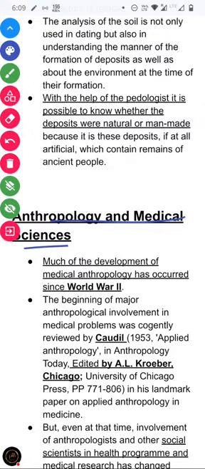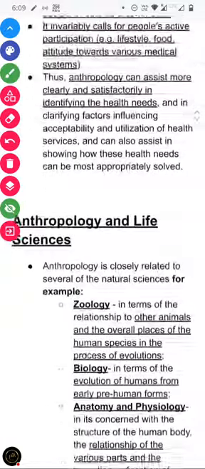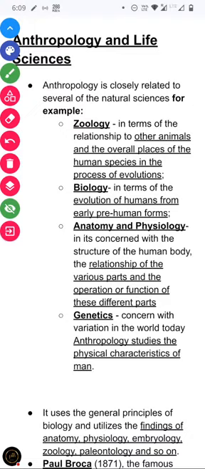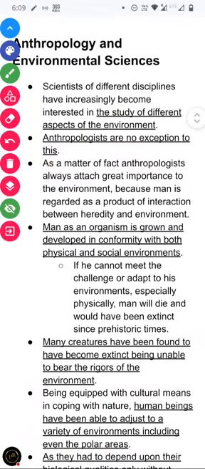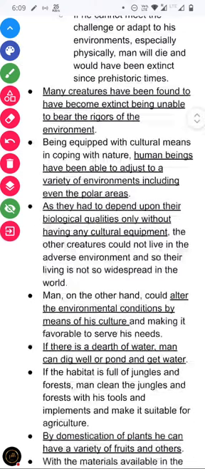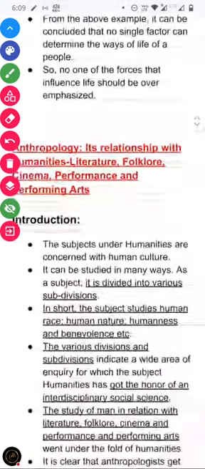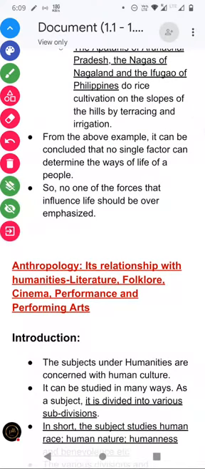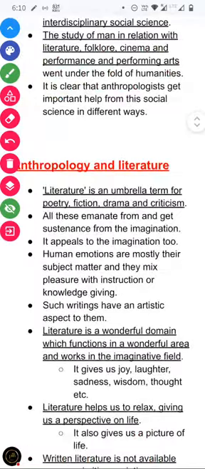You can see here anthropology and medical sciences. Here more emphasis is on the relationship between anthropology and other sciences. You can see anthropology and the environmental sciences, and how environmental science differs from anthropology. So remember this. And anthropology and its relationship with humanities, literature, folklore, cinema, performance, and performing arts. So you can thoroughly read this PDF.